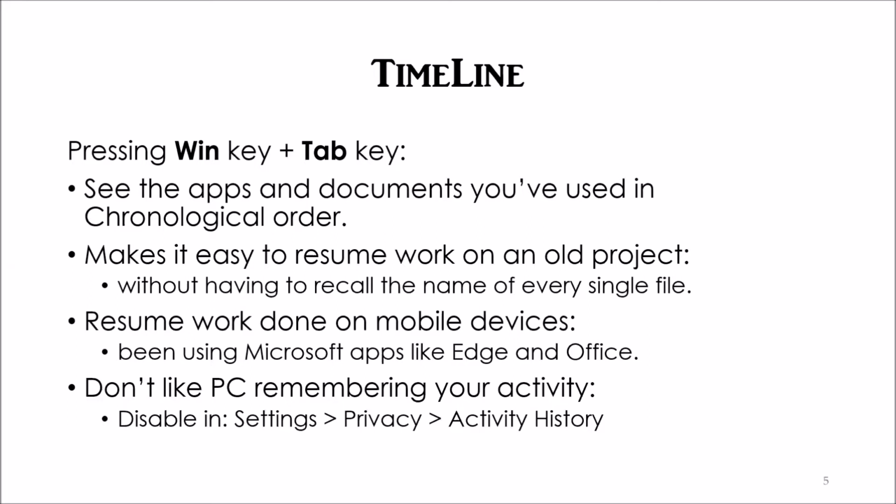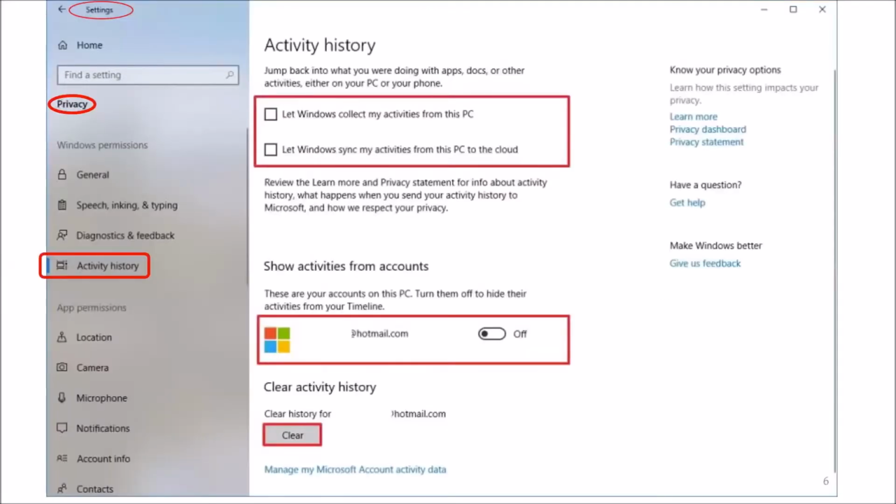So if you don't like Timeline, you can go into settings, privacy, activity history, and you can turn it off. So here we have a screen of settings, and I'm in privacy, and I go down to activity history, and now I can set up what my activity history is going to look like, and I can clear it. I can make other adjustments here. So you're not locked into a timeline.